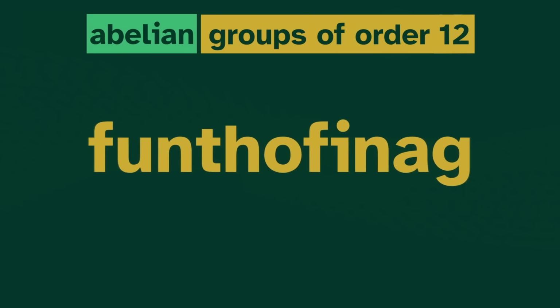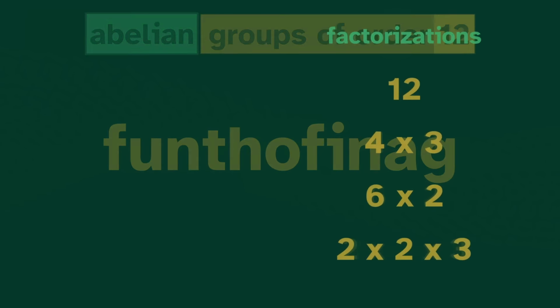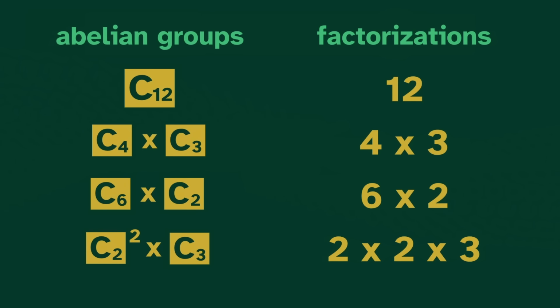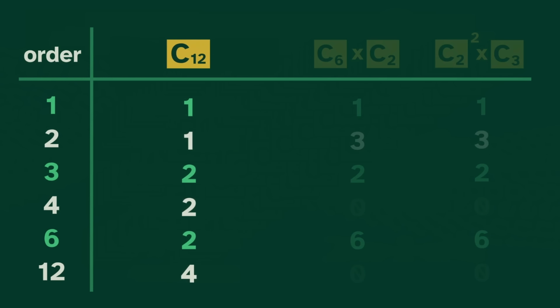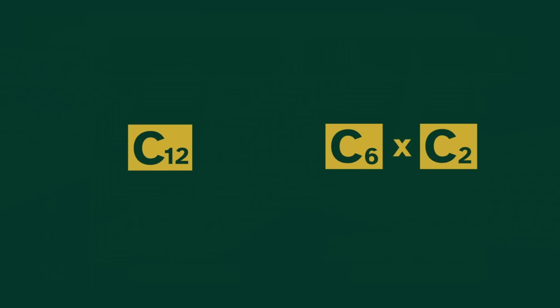And we'll start with the abelian groups using... The fundamental theorem. It's the funtofinag! That's not a real word. Whatever. These are the factorizations of 12. So we have these groups. Then we count the orders of the elements, and the 2 on the left are the same, and then also the 2 on the right. So there's just 2 abelian groups.